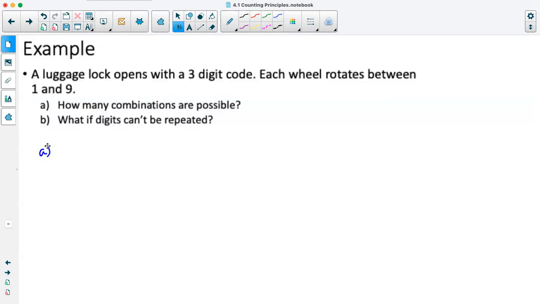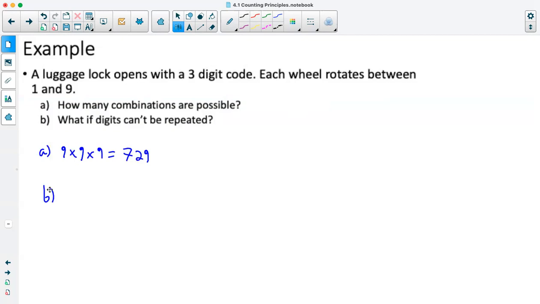So for part A, we've got the digits 1 to 9. So in our first tumbler, we'll have essentially a possibility of 9 digits. Second one, we have a possibility of 9 different digits. Third one, 9 different digits. If we multiply those all together, we find that we have 729 possible combinations.